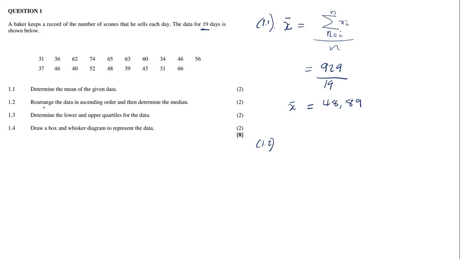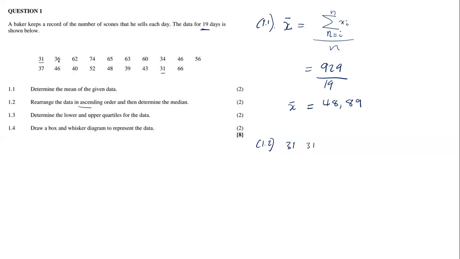1.2 says to us, rearrange the data in ascending order and then determine the median. Ascending means we are going up, not descending, so we start with the smallest number and go to the largest number. Help me out. Which is the smallest? I can see that we have 31. So far, 31 is the smallest number. We have 31 and another 31.